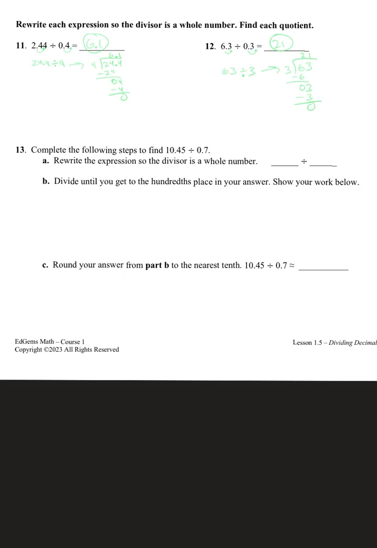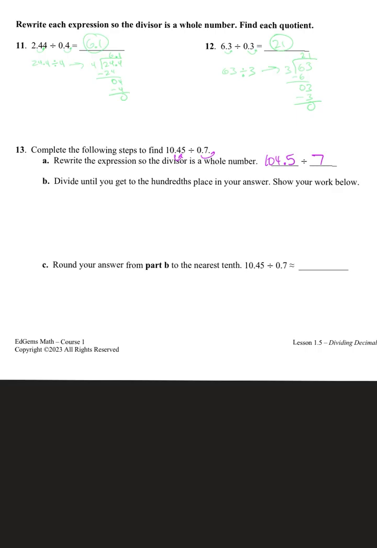Okay, so number 13, we've got complete the following steps to find 10 and 42 hundredths divided by 7 tenths. It says rewrite the expression so the divisor is a whole number. So here we go. I'm going to take the divisor and convert it into a whole number by moving the decimal 1 spot to the right. But whatever I do to one, I have to do to the other. So I'm going to move the decimal over in the dividend 1 spot to the right. So when I rewrite this, it's 104 and 5 tenths.